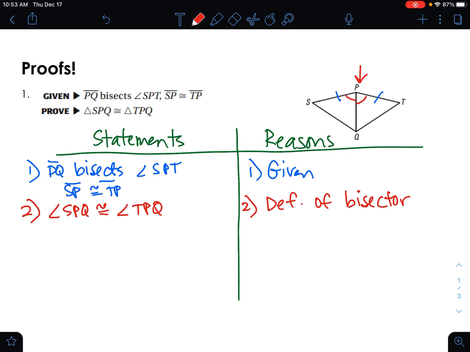Now look to the diagram. What do I see that I can now include in my proof? I see a shared side. I see a reflexive. So I'm going to mark that with 2 tick marks. So I'm going to name that segment PQ is congruent to segment PQ, and that is my reflexive property of congruence.